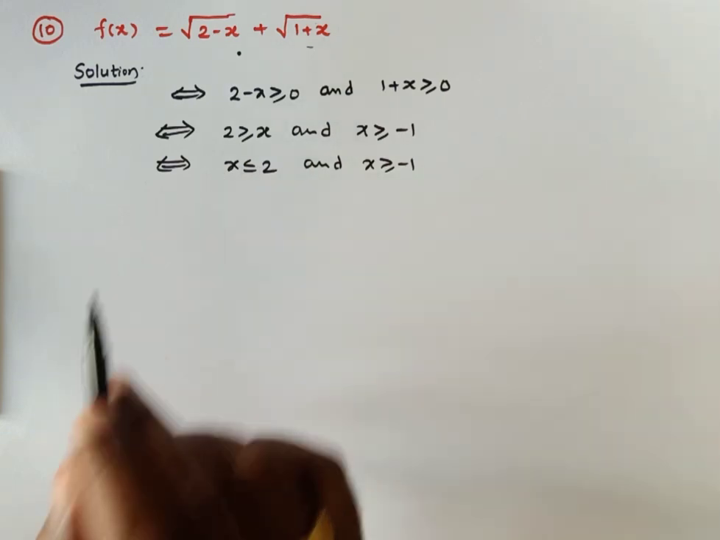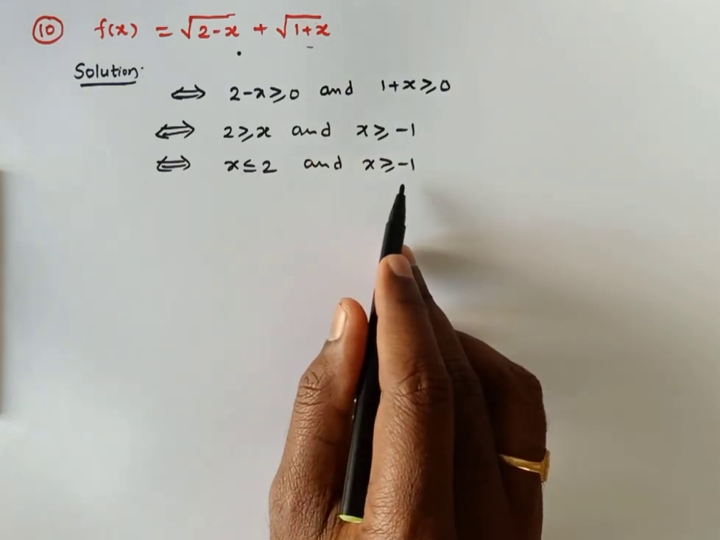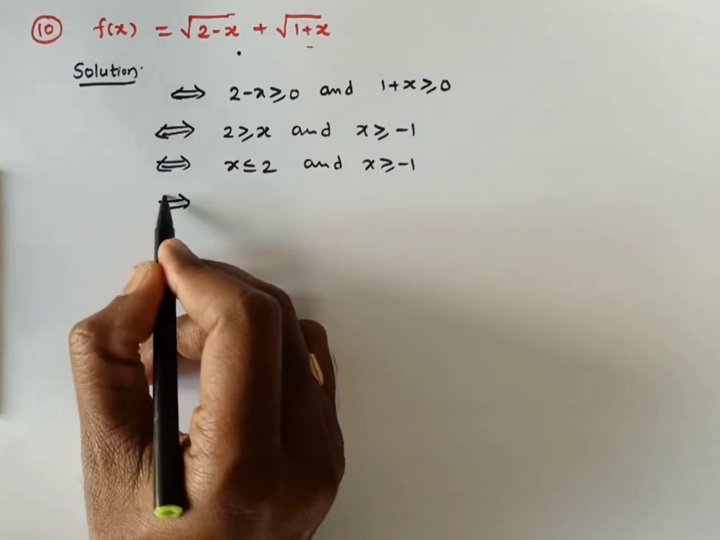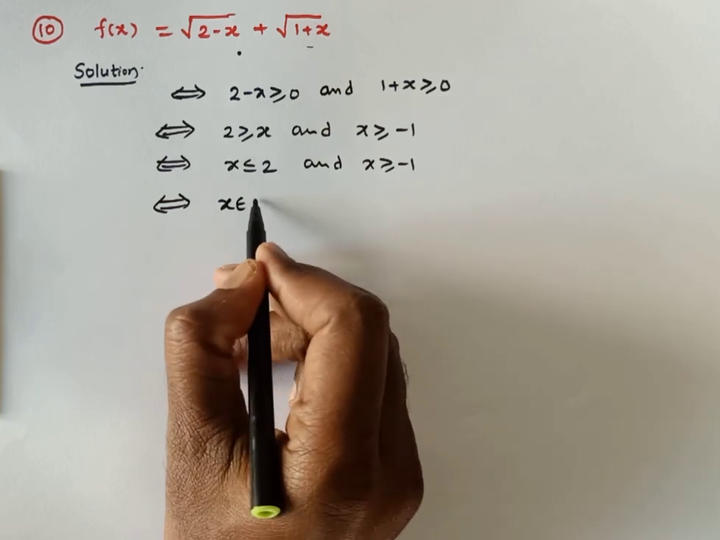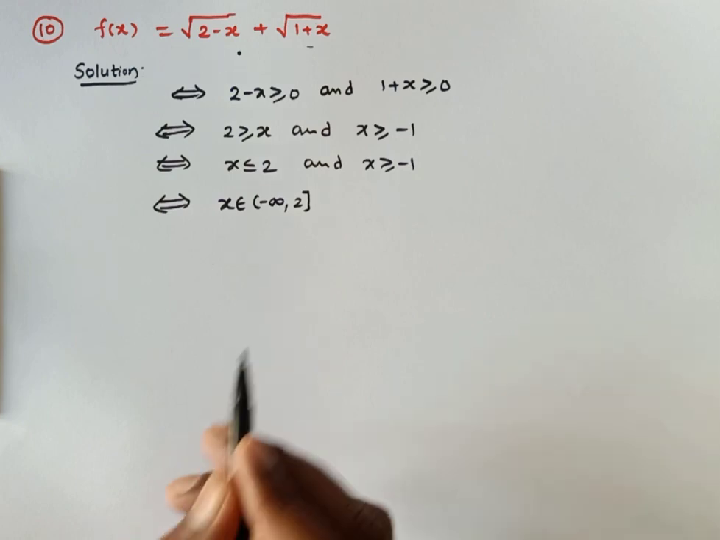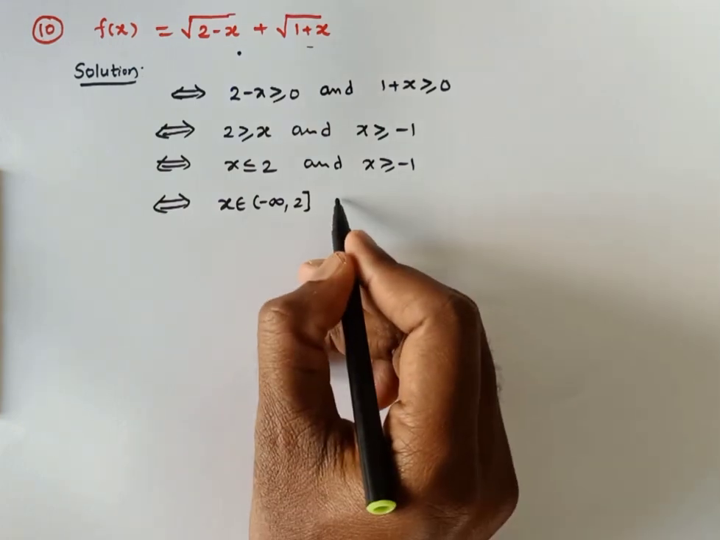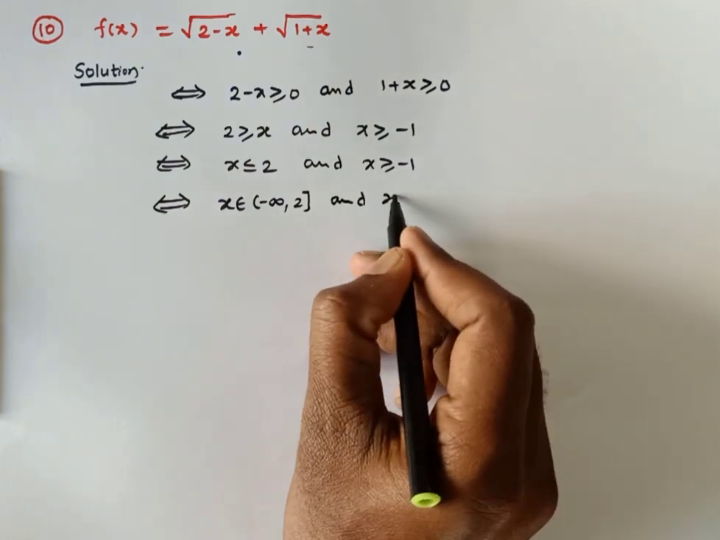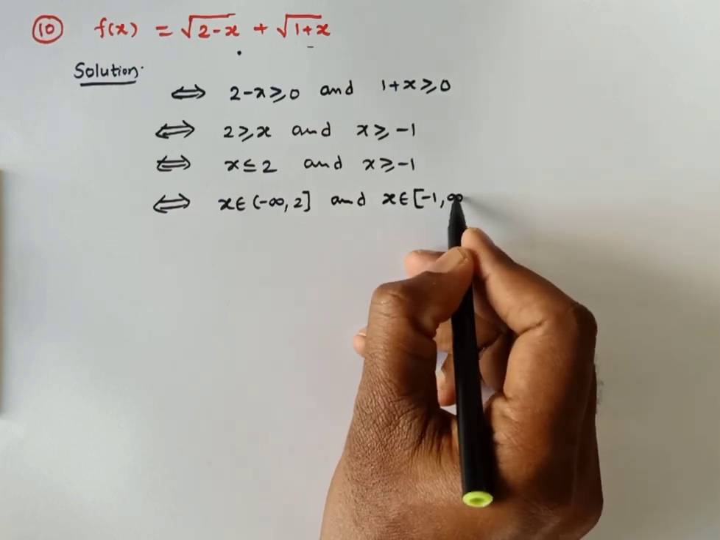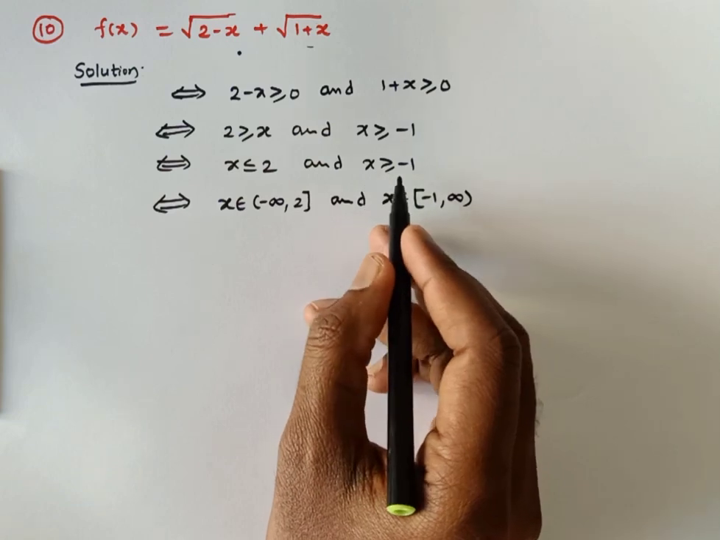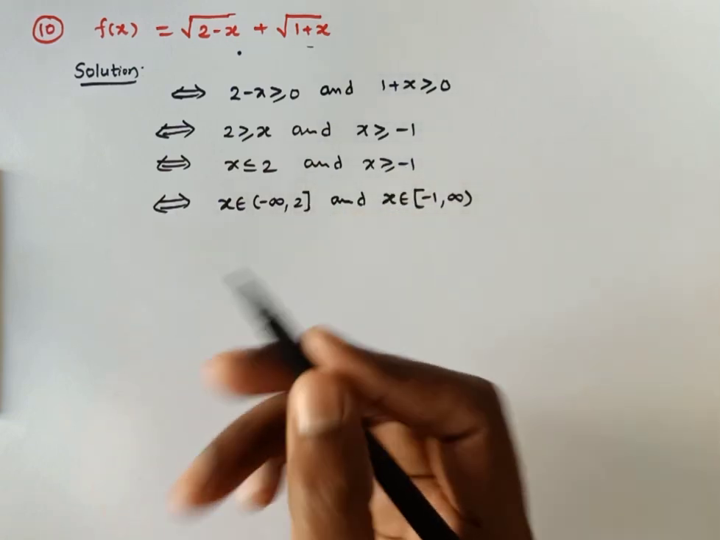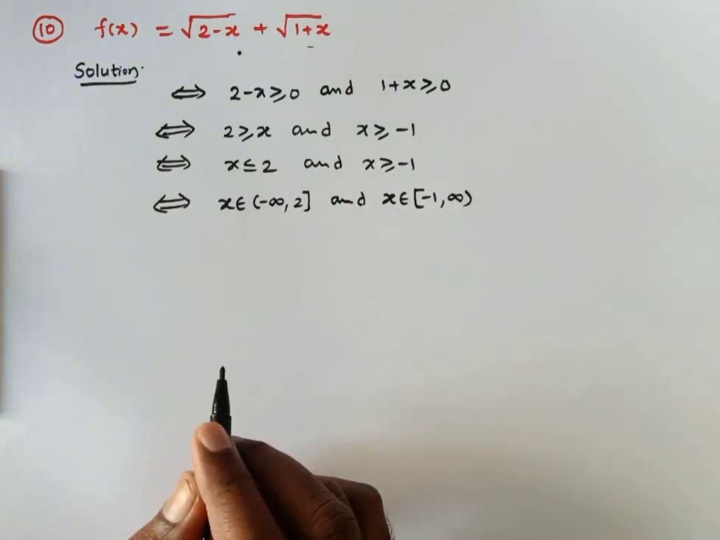It can be 2, but it must be 2 or less. Here the value of x is minus 1 or more than minus 1. So simply we can write this as x belongs to minus infinity up to 2. Here you can observe the symbol, and here the value of x belongs to minus 1 to infinity. X is greater than or equal to minus 1, so it starts with minus 1 and ends with infinity.